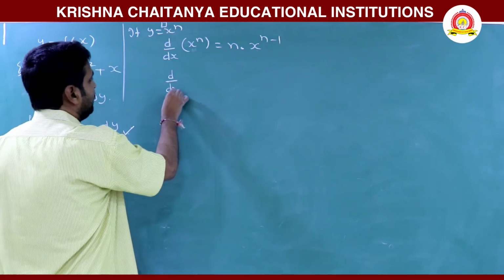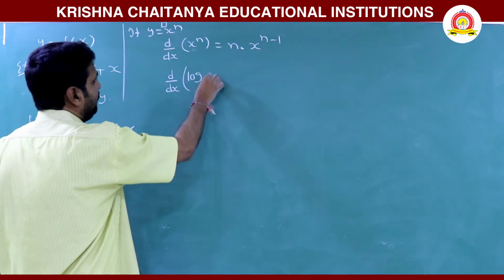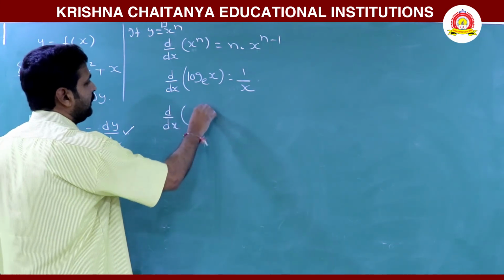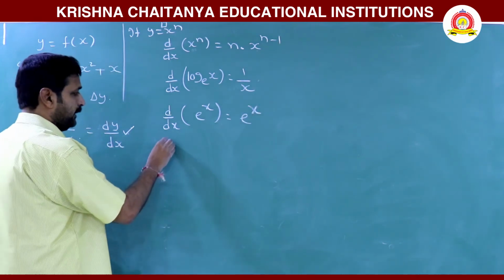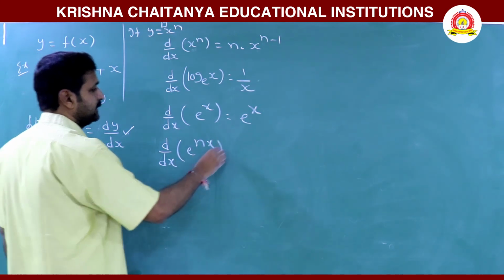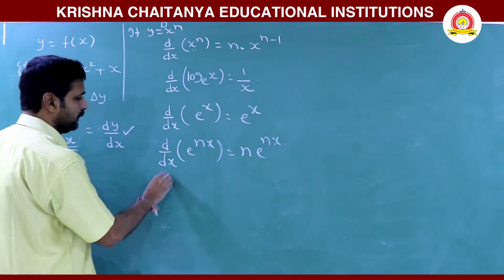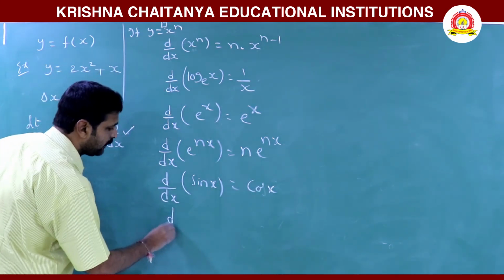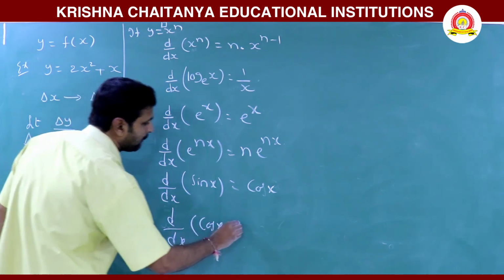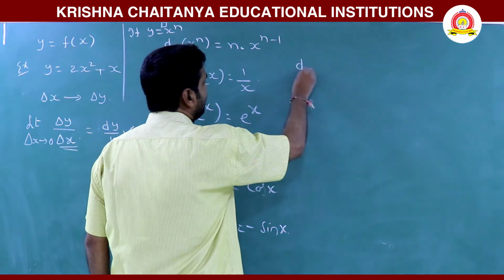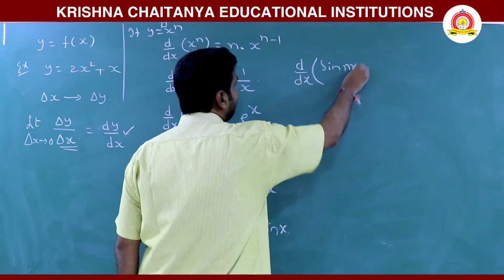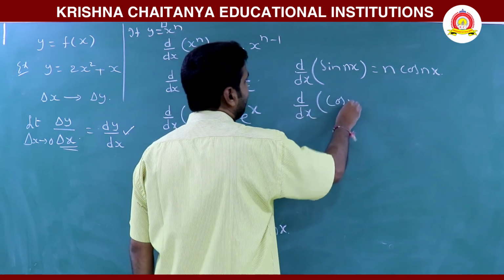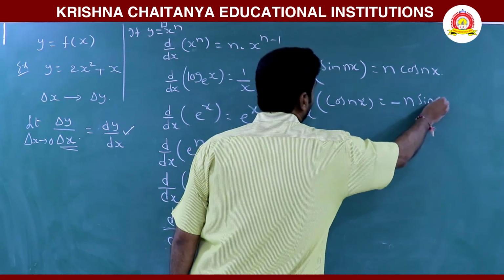Similarly, d by dx of log base e x is 1 by x. d by dx of e power x is again e power x. d by dx of e power nx is n into e power nx. d by dx of sin x is cos x. d by dx of cos x is minus sin x. d by dx of sin nx is n into cos nx. d by dx of cos nx is minus n into sin nx.